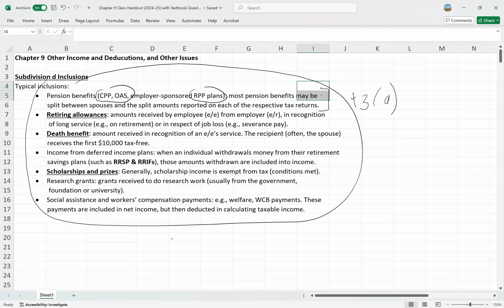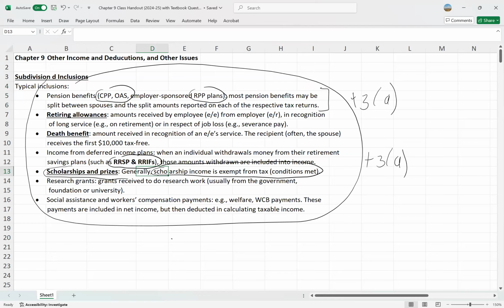Other amounts that are included: if you put money into an RRSP, which we'll talk about in chapter 10 next week, and when you retire and you take money out of that RRSP, that gets added into income in 3A as well. The textbook also talks about the fact that, generally speaking, scholarships are exempt from tax. So if you ever receive a scholarship from university, or if you received a scholarship maybe when you were in high school, that is generally not taxable.